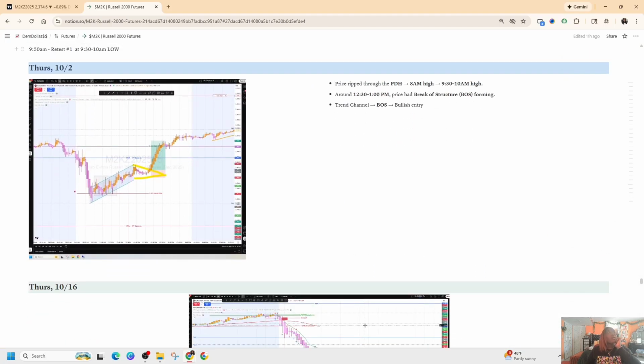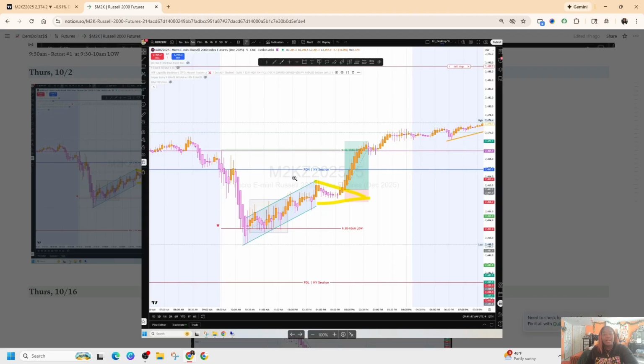Okay, we're going to go to October 2nd. And basically for this picture right here, this is a clear visual of how I marked up the trend channel, and then this yellow right triangle arrow area right here shows that this was a break of structure, and then I took this entry in for a nice bullish entry.